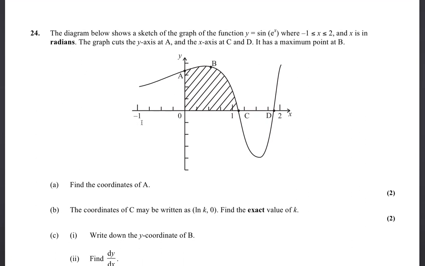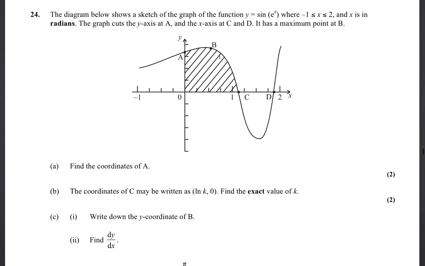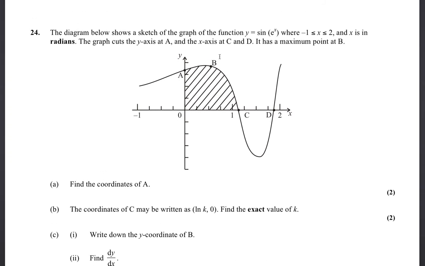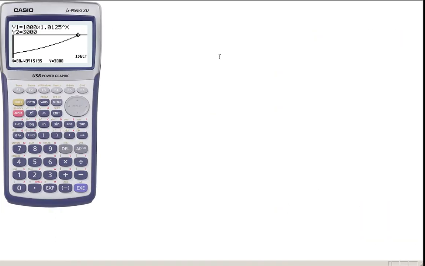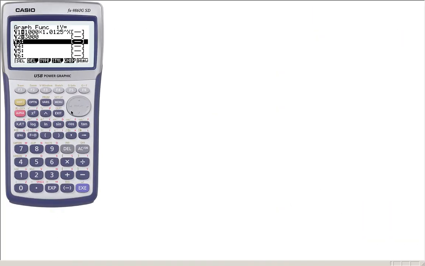The diagram below shows a sketch of the graph of the function y equal to sine of e power x for x between -1 and 2, and x is in radians. Again, this is very important. The graph cuts the y-axis at A and the x-axis at C and D, and it has a maximum point at B. So find the coordinates of A.